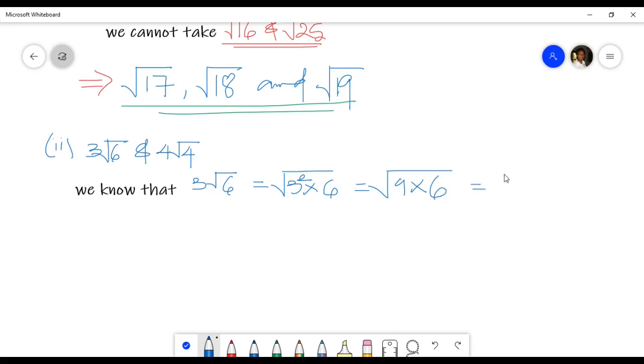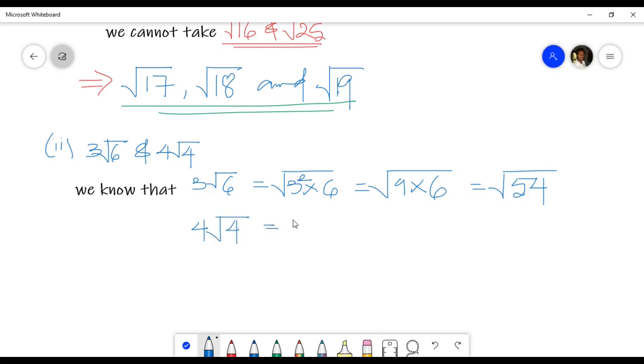And when we multiply it further, we get 9 6s are, I hope you know how much it is. 9 6s are, I hope you know the tables. Yes, 9 6s are 54. So 3 into root 6 is equal to root 54.